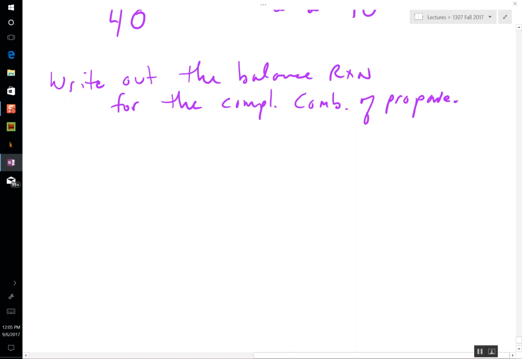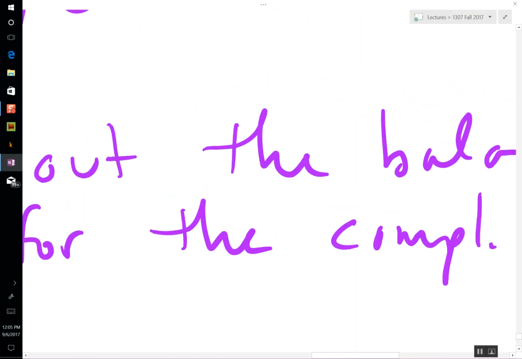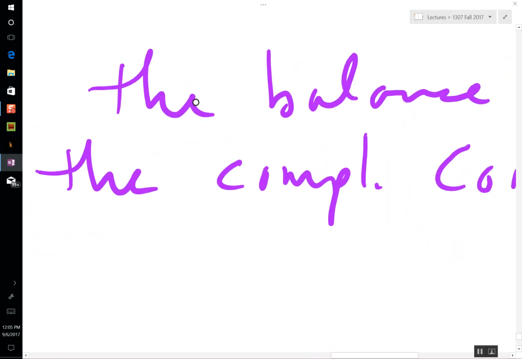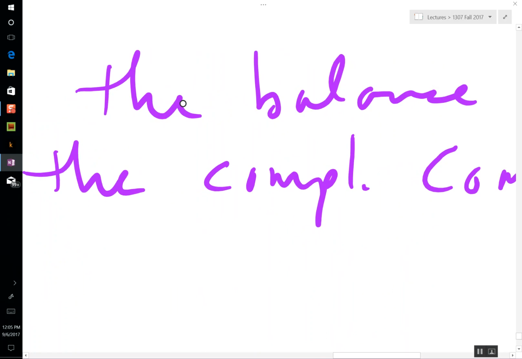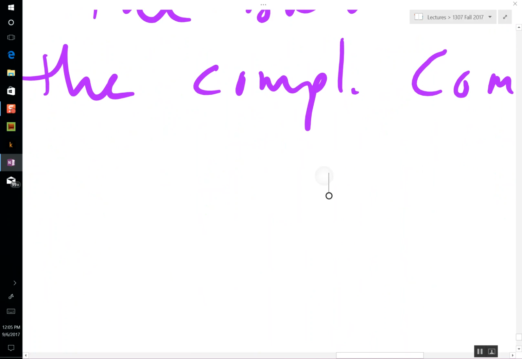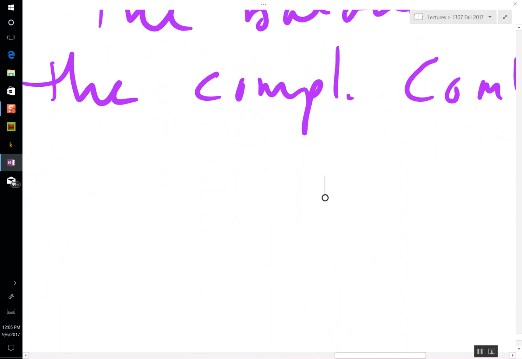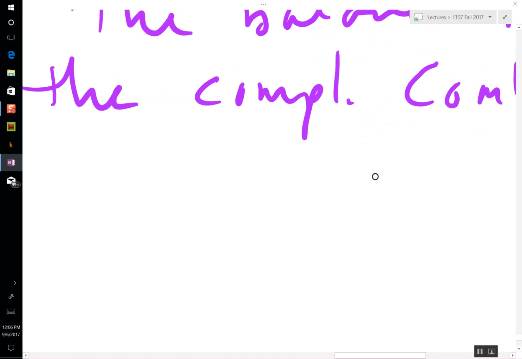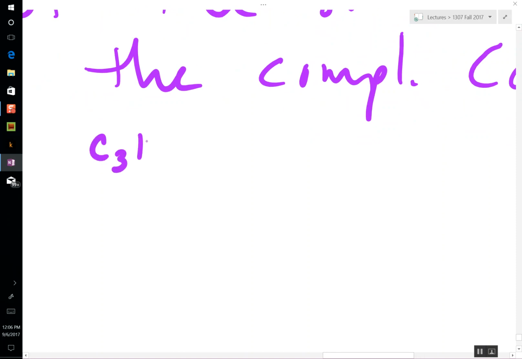Okay, so propane is what? C3 what? H8. C3H8 plus oxygen yields CO2 plus water.